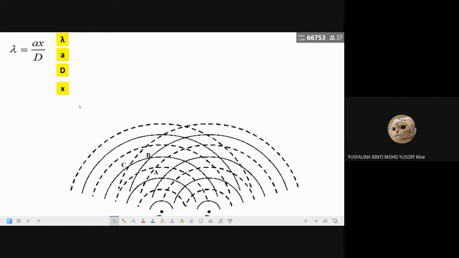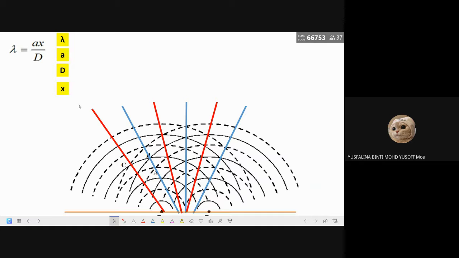Okay. So next one, we move on to the calculation. In the interference, there is one formula that you can use to measure, let's say, the wavelength. If you want to measure the distance at A, I will explain to you what is A, what is X, and what is T.